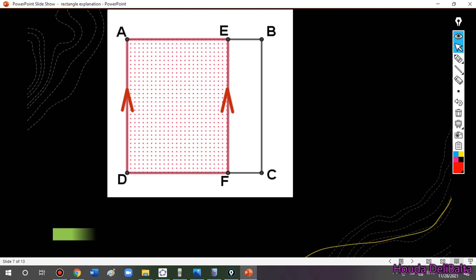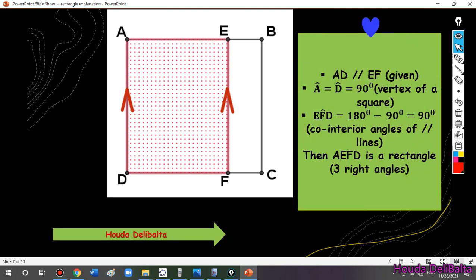When I have that AD and EF are parallel, okay, and I have that those angles or those vertices are right because I know that ABCD is a square, then I can benefit from all the properties of the square. I know the right angles, the opposite sides that are parallel and equal, and so on. So I can definitely say that A and D are right because they are indeed angles or vertices of a square ABCD. Now I need to prove that this angle is right also.